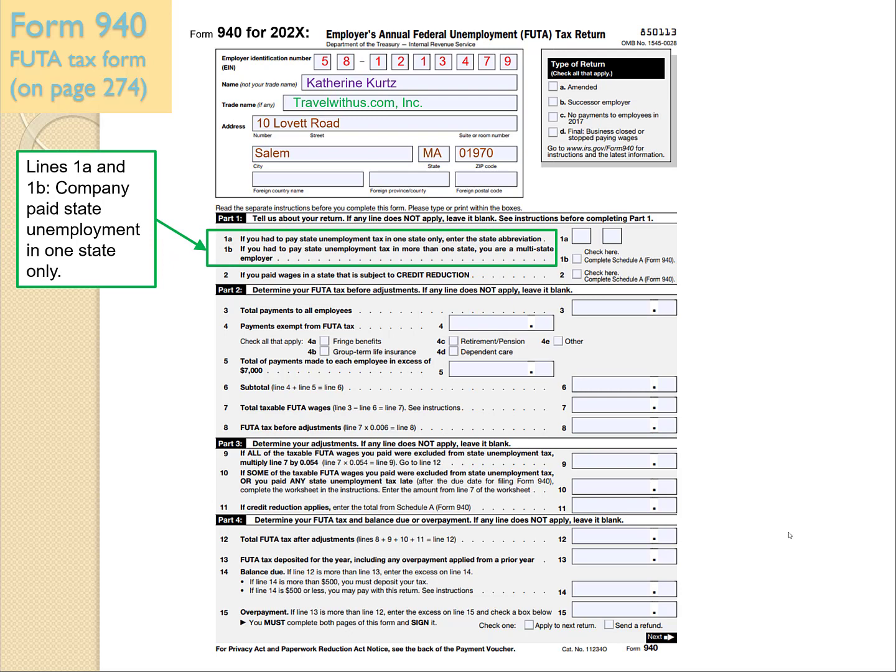Now we're on part 1, lines 1A and 1B. The company paid state unemployment in one state only. So that's 1A. We need to fill in the state abbreviation in 1A, which is MA, Massachusetts. Line 2 is not applicable. That will be discussed in the tax class. That is an advanced topic.